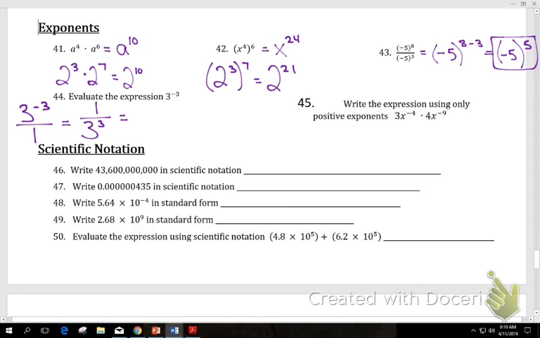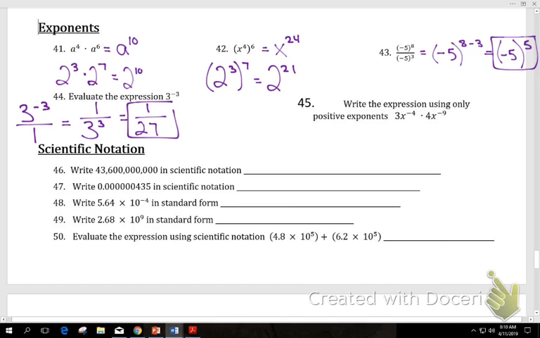Okay. So, Jakari, what would my answer be? What is 3 to the 3rd power? 3 times 3 times 3. Anybody help him out? What is it, guys? 27. 1 over 27.